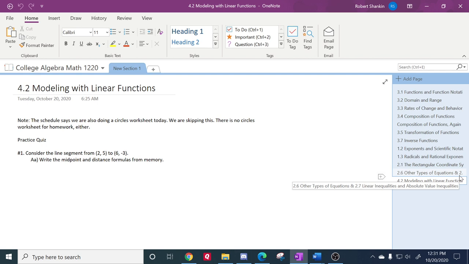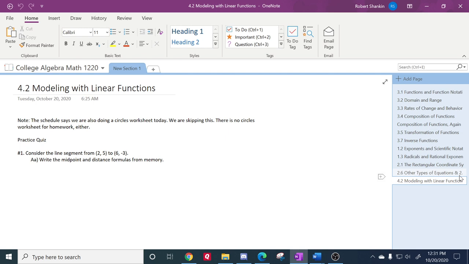It says in our official schedule that we're doing a circles worksheet today. We are skipping the circles worksheet. I've taken it out of the modules for the homework list. There are no circle worksheets for homework either, although it says that in the schedule. I've revised the schedule slightly because it was just a little too aggressive on what we were trying to accomplish.